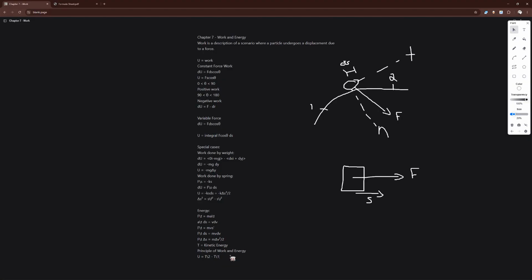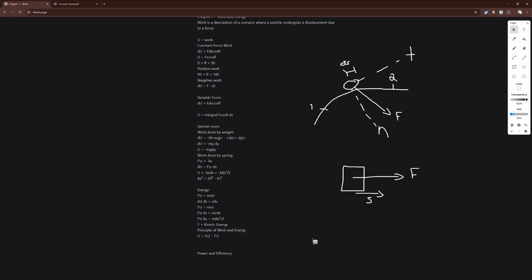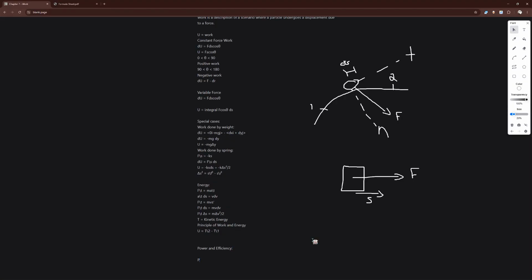Now, one last part of this chapter is power and efficiency. Efficiency: you're going into engineering, which means you need to think about the efficiency of the things you make. If something isn't efficient, well, what are you using it for, you know? But let's think about power. Power, which we denote as P, is the rate of work in a certain amount of time.